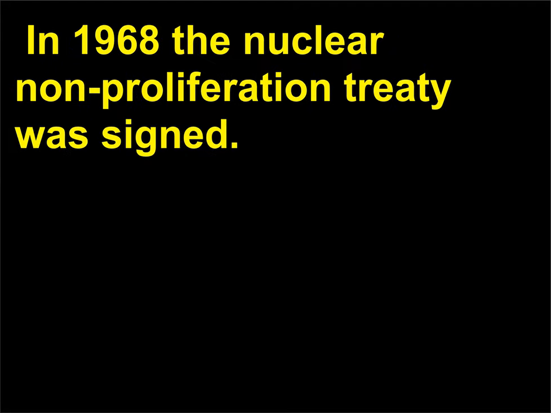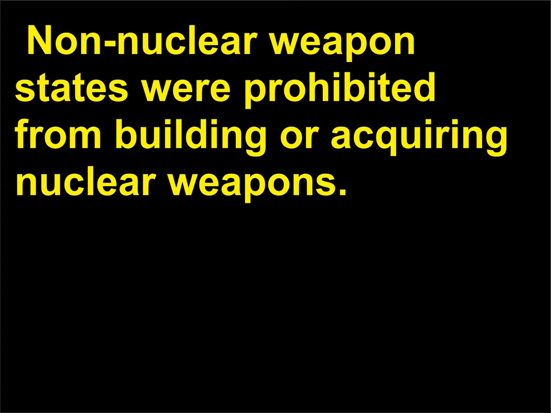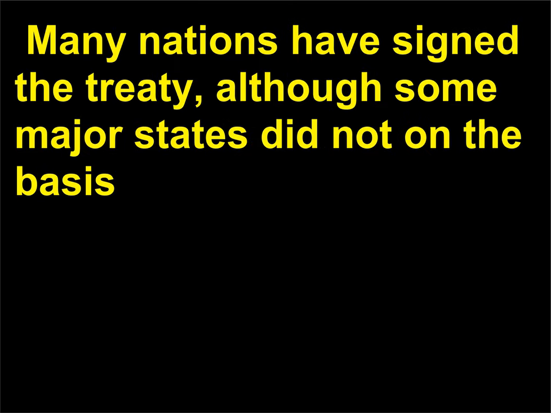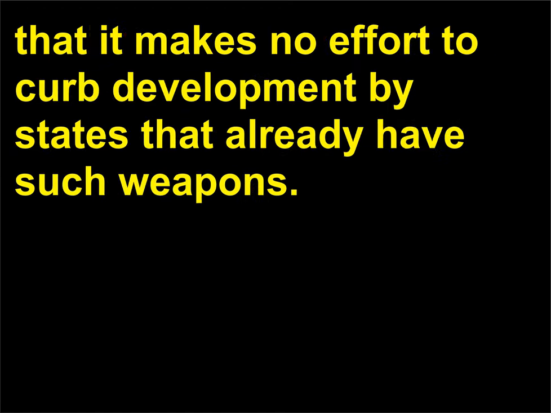In 1968, the Nuclear Nonproliferation Treaty was signed. Non-nuclear weapon states were prohibited from building or acquiring nuclear weapons. Many nations have signed the treaty, although some major states did not on the basis that it makes no effort to curb development by states that already have such weapons.